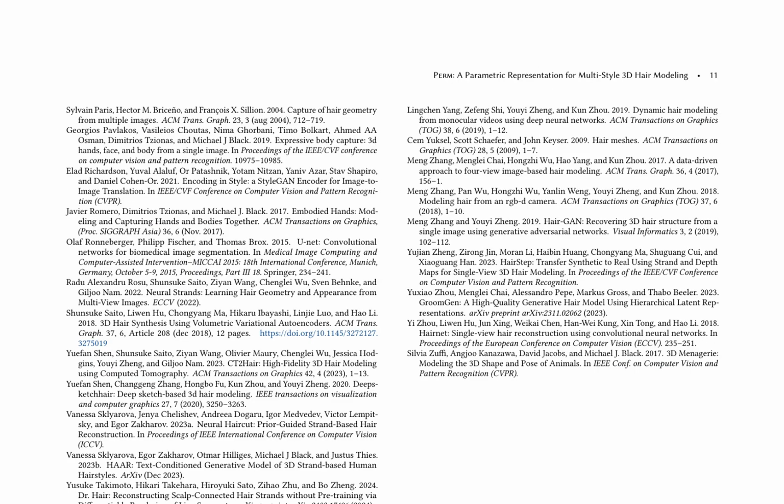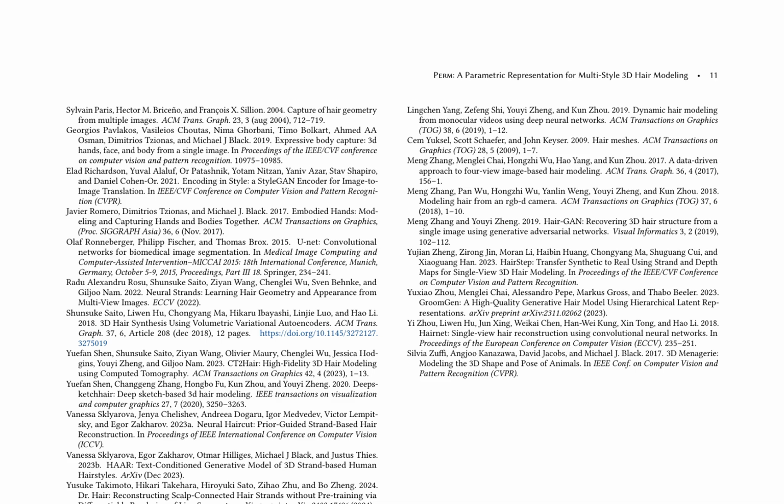The research papers discussed in this summary focus on the development of 3D hair modeling and capture techniques from various angles. They begin with a parametric representation for multi-style 3D hair modeling, followed by the capture of hair geometry from multiple images. The discussion then moves to expressive body capture, including 3D hands, face, and body from a single image, and continues with encoding in style for image-to-image translation.